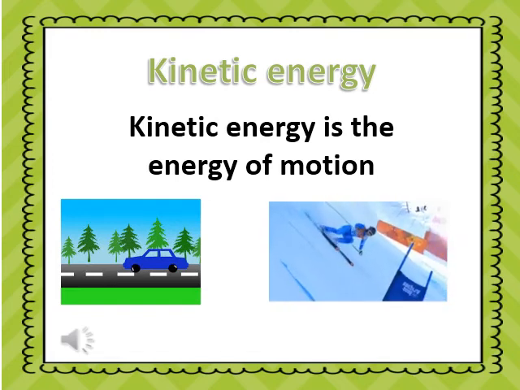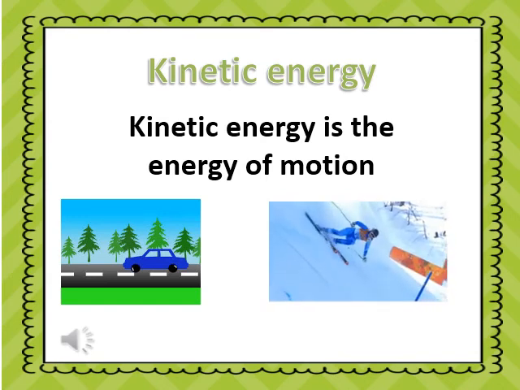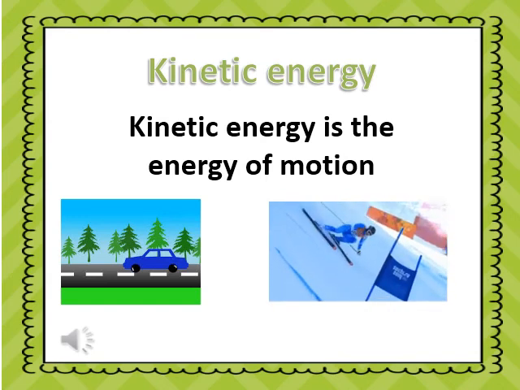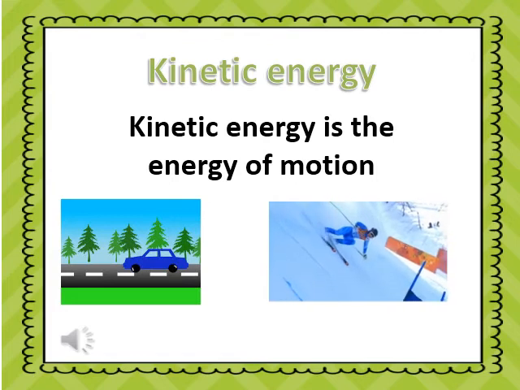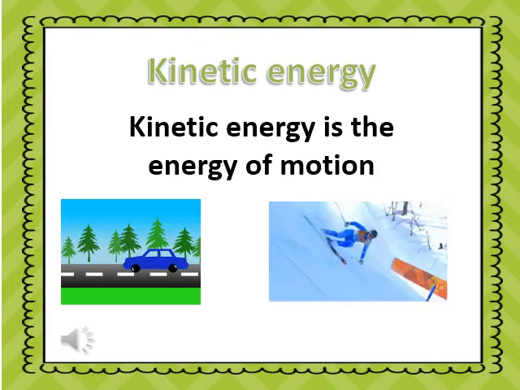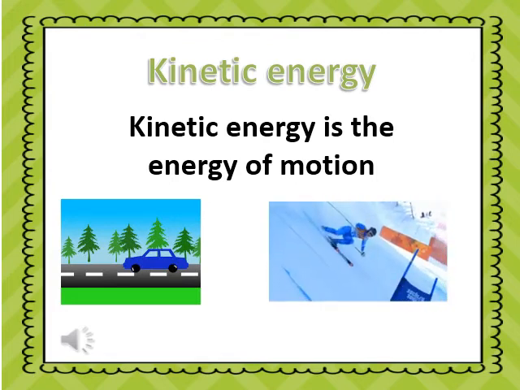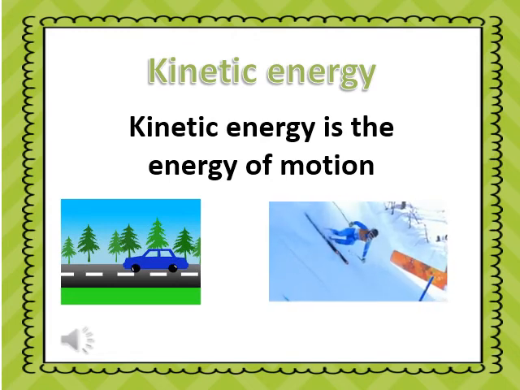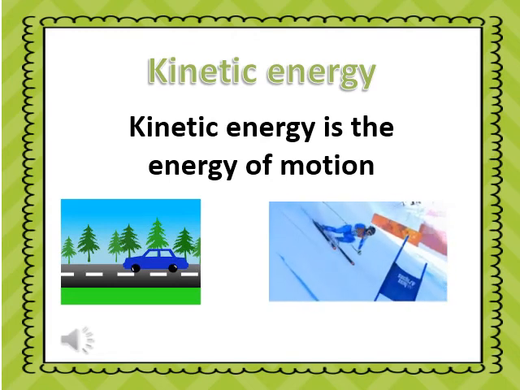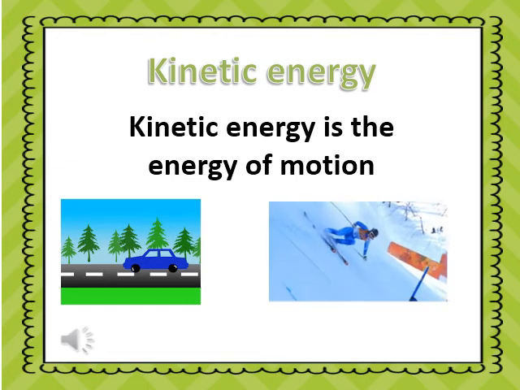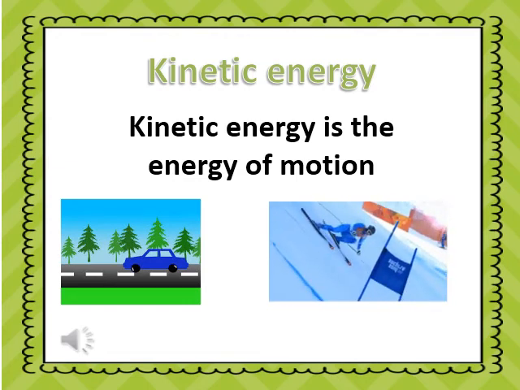Now look at the picture of the skier standing on the top of a hill. When he pushes off, he goes down the hill. So he is in motion, he is moving. So the potential energy that the skier had at the top of the hill changed to kinetic energy when he moved. And the force of gravity pulls him down the hill.